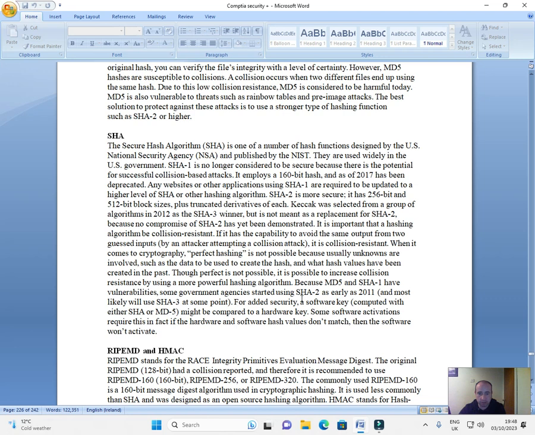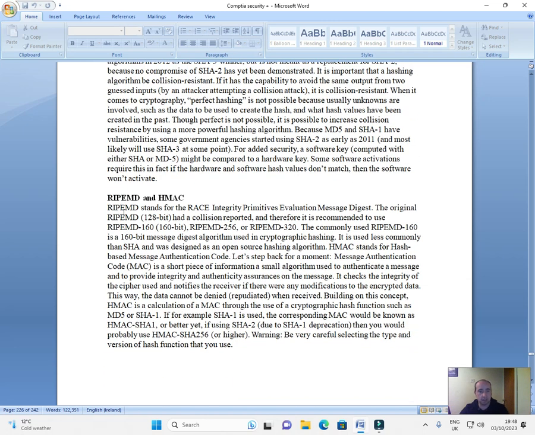Some government agencies started using SHA-2 as early as 2011 and most likely will use SHA-3 at some point. For added security, a software key computed with either SHA or MD5 might be compared to a hardware key. Some software activations require this. In fact, if the hardware and software hash values don't match, then the software won't activate.